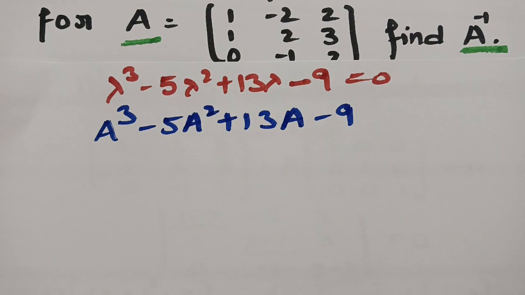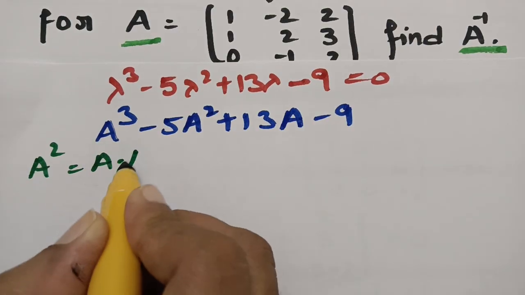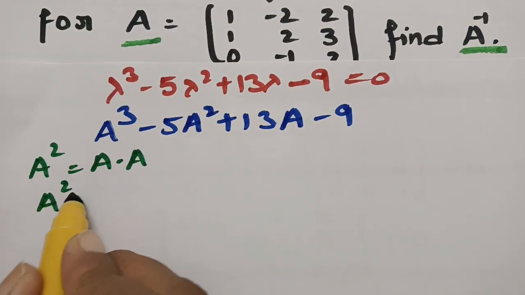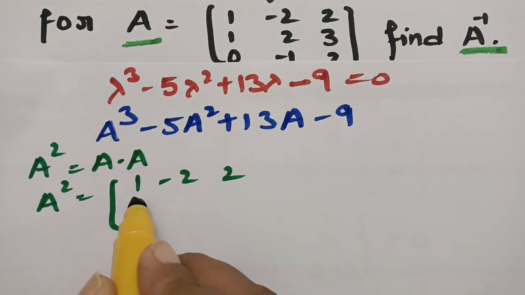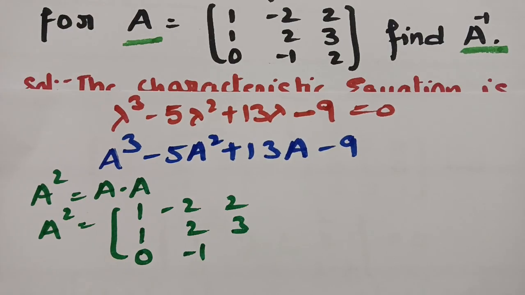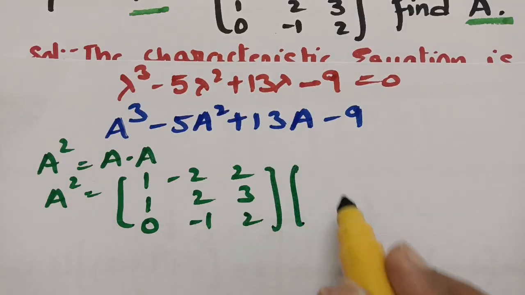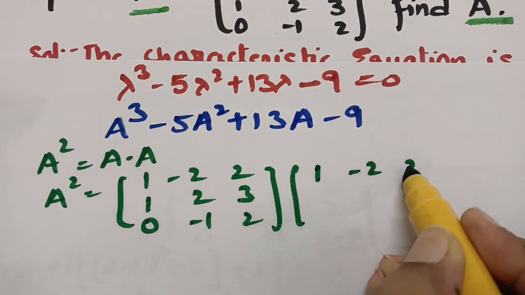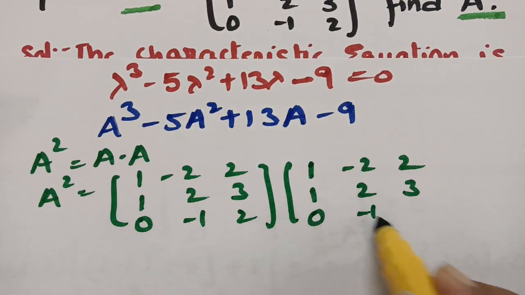So I need the A square value. For finding A square, it is so simple: A square value is nothing but A into A. What is the A value here? This is 1, minus 2, 2. This is 1, 2, 3. And this is 0, minus 1, 2. So we have to write it two times, that is 1, minus 2, 2; 1, 2, 3; and 0, minus 1, 2.